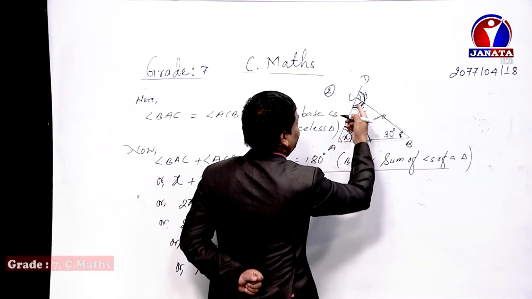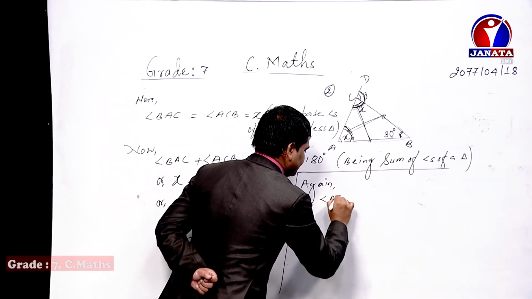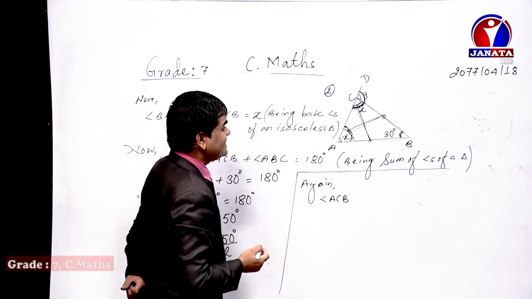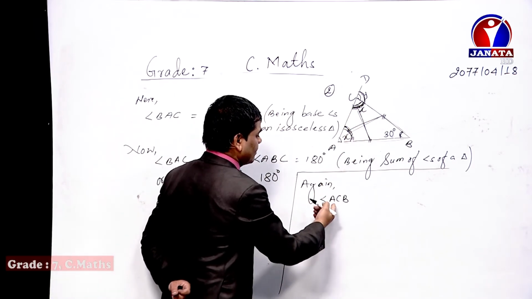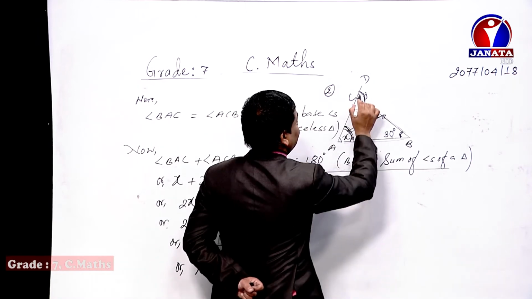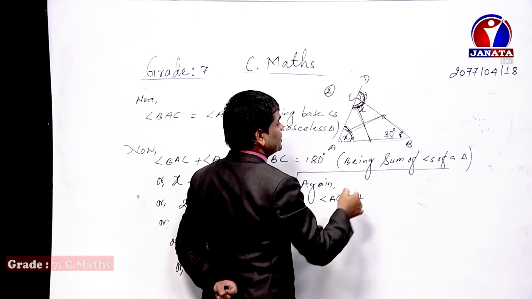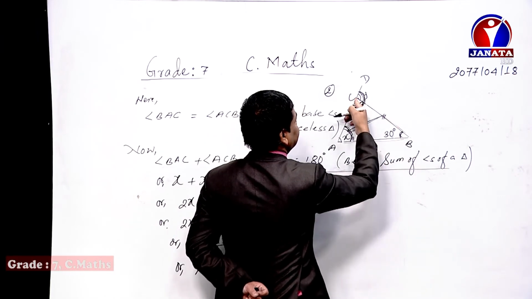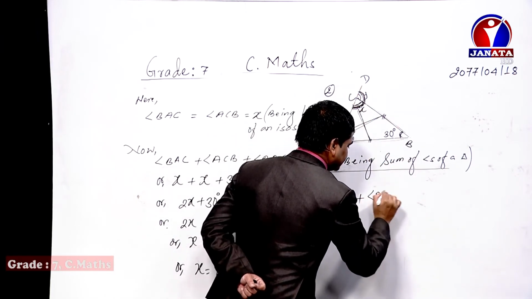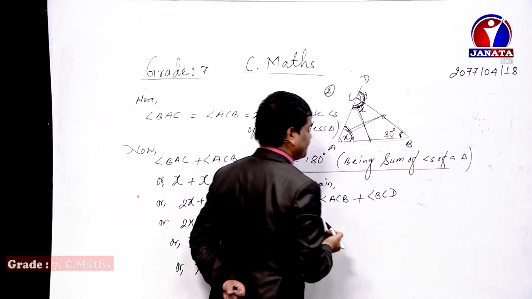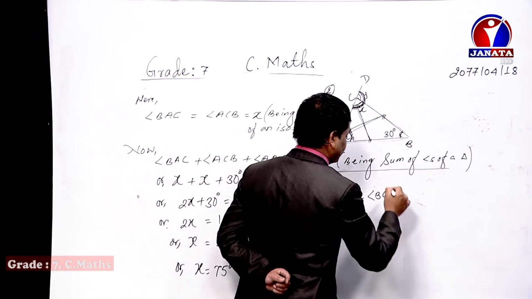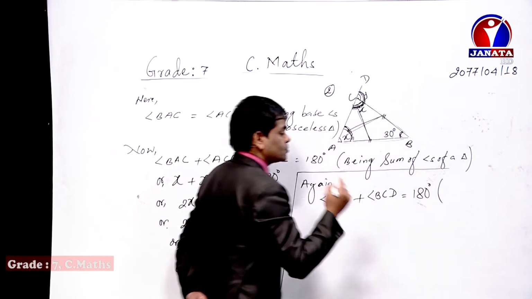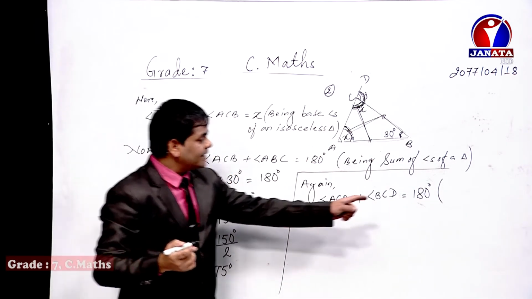Again, what is the name of this one? X. Angle ACB, isn't it? To indicate this angle, we need to write angle ACB. Plus, what about this angle? If we write y in the triple letter form, then angle BCD. Because C should be kept in the middle in order to denote the angle C. Equals to 180 degree.